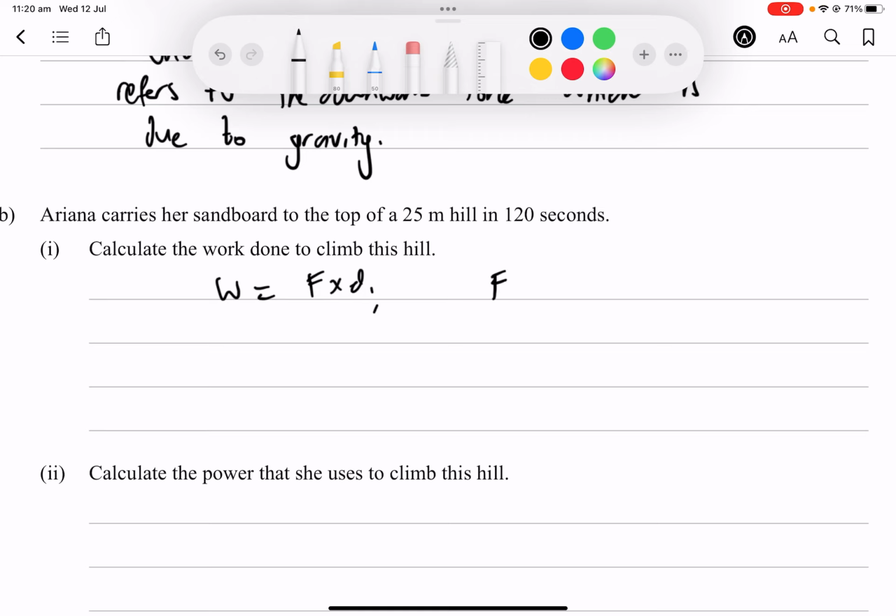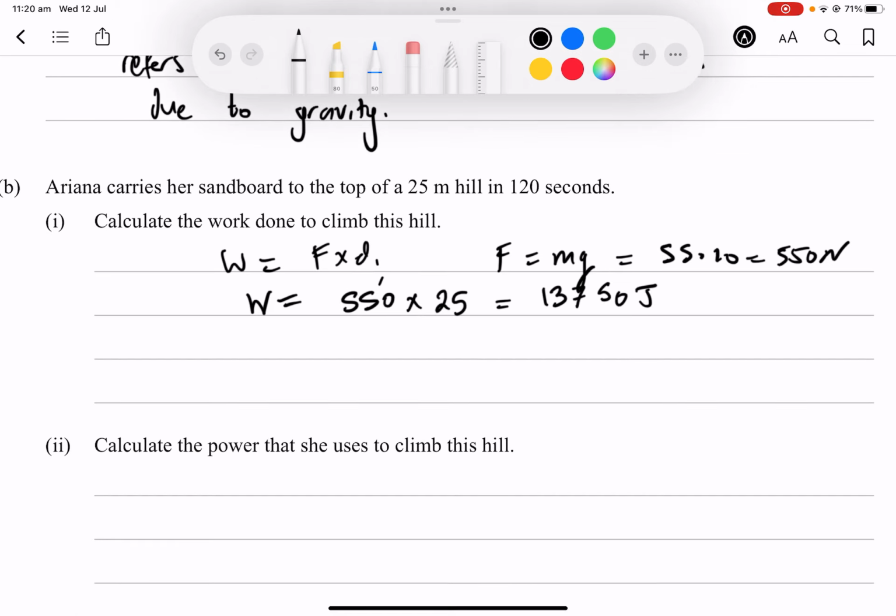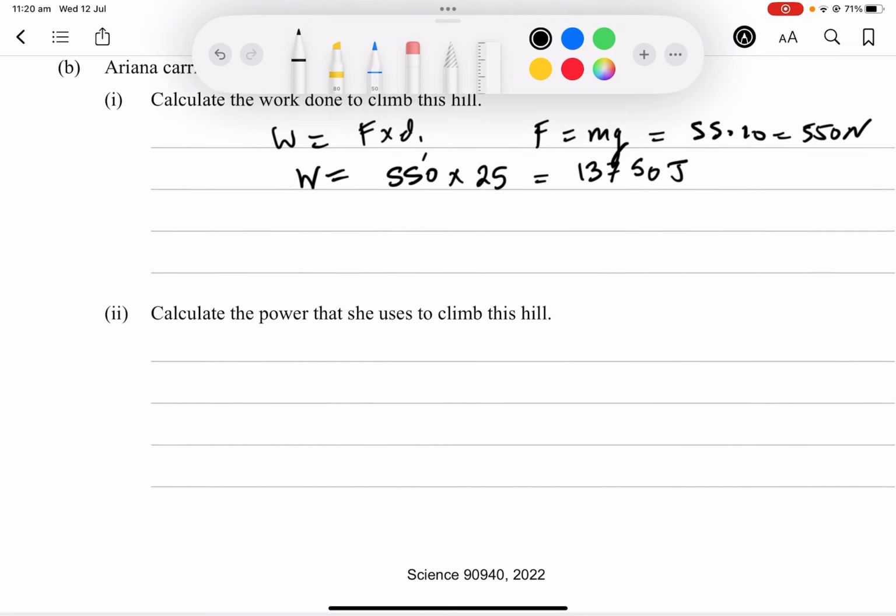So the force is going to be equal to the mass times the gravitational field strength, which is 10. So that's 55 multiplied by 10, which is 550 newtons. And now the work done is going to be the amount of force, 550, multiplied by the vertical distance traveled, which is 25 meters. That is going to be equal to 13,750 joules. So it's going to be 13,750 joules of work done to climb the hill.